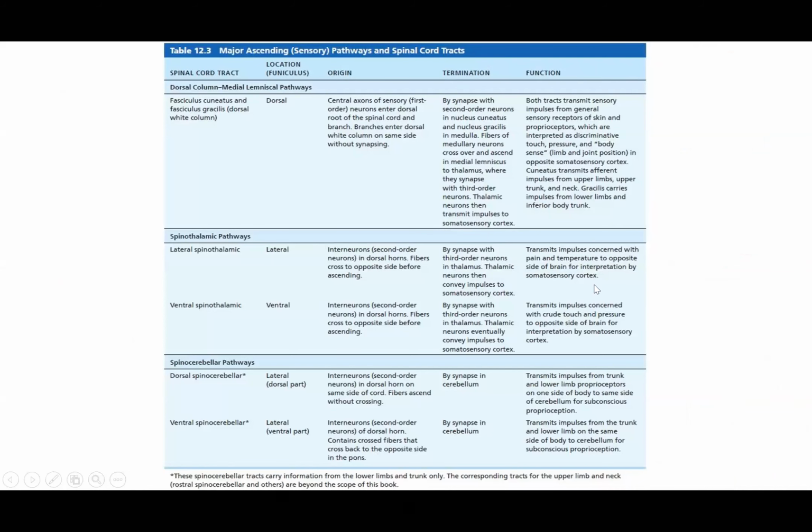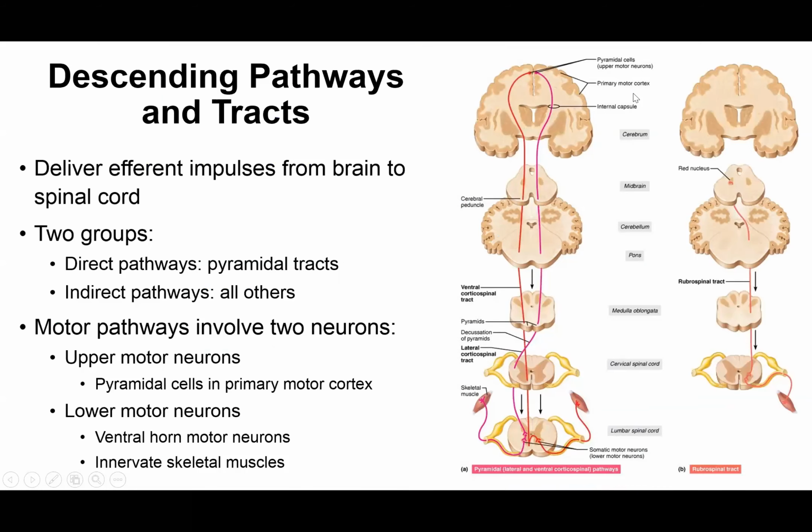So here is a summary table of the different ascending pathways. And now we'll talk about the descending pathways. And remember, the descending pathways are the ones that are carrying motor information. So they deliver information from the brain out to the body. And we have two groups of descending pathways. We have either direct pathways, which are the pyramidal tracts, or we have indirect pathways, which are basically all the other ones. And the motor pathways involve two neurons.